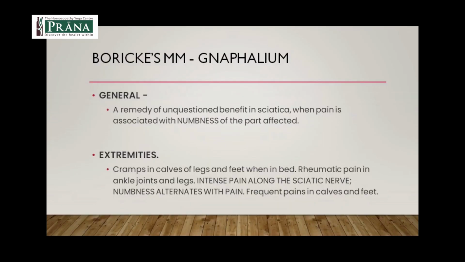So what do we know about Gnaphalium? When you go into detail, when you read Boericke, what does Boericke say about Gnaphalium? Gnaphalium is a remedy of unquestioned benefit in sciatic nerve pain, in sciatica, where pain is associated with numbness. That is the very first line in Boericke. In extremities, what does Boericke say? There are cramps in the calf region, and an intense, severe aching pain in the sciatic nerve, alternating with numbness. So Gnaphalium has an affinity for nerves, especially pain with numbness.